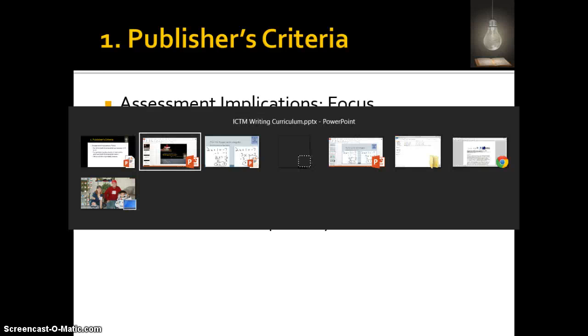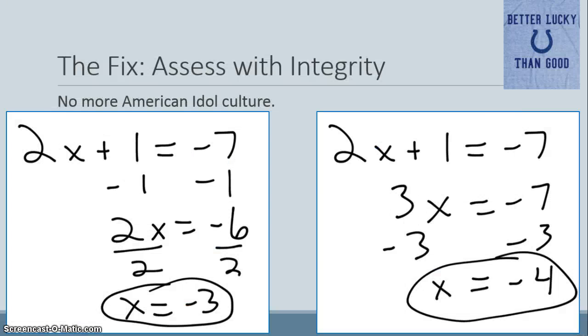I'm just going to flip over here to another slide from another PowerPoint I've got going here, but I'm going to be talking about assessing with integrity in a different talk. But here's an example of two students' work. Pieces of work here that you can see, and the one on the right got the correct answer here of -4, of course, but did it completely wrong.